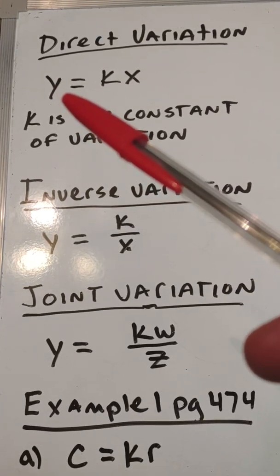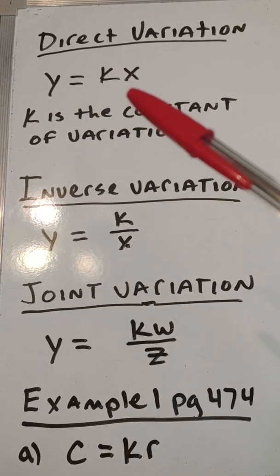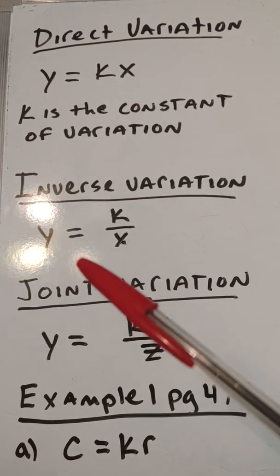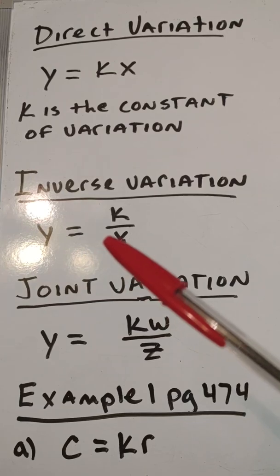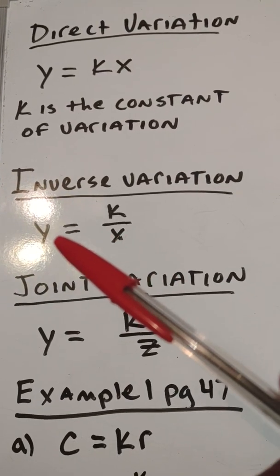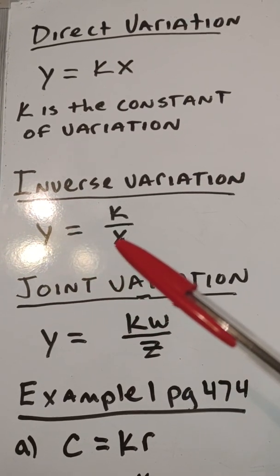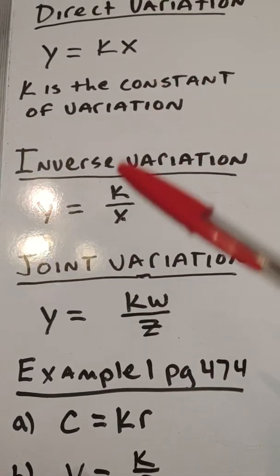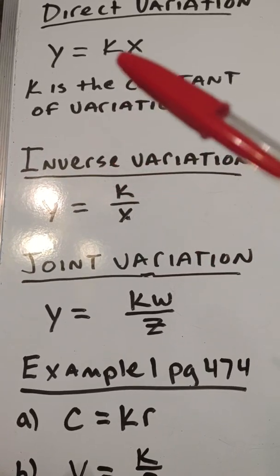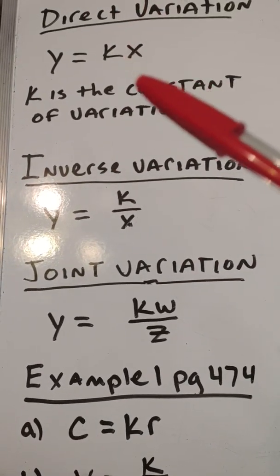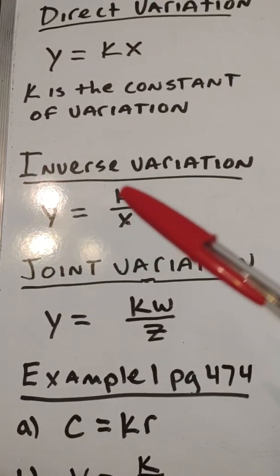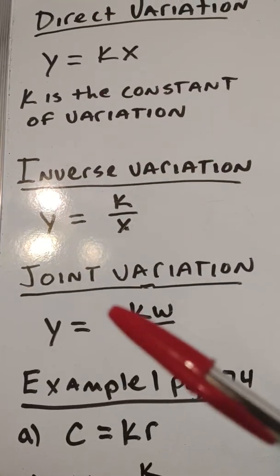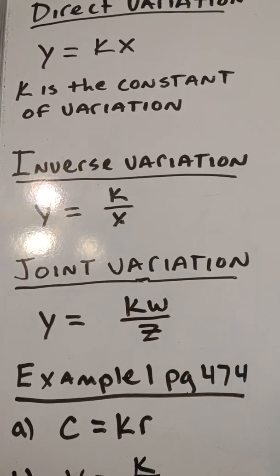In direct variation, when y increases, x increases. When y decreases, x decreases. In inverse variation, when y increases, x decreases. When y decreases, x increases. And then you have joint variation, which is really a combination of the two of them, or two direct variations, two inverse, direct and inverse. It's just where these come together in one problem.